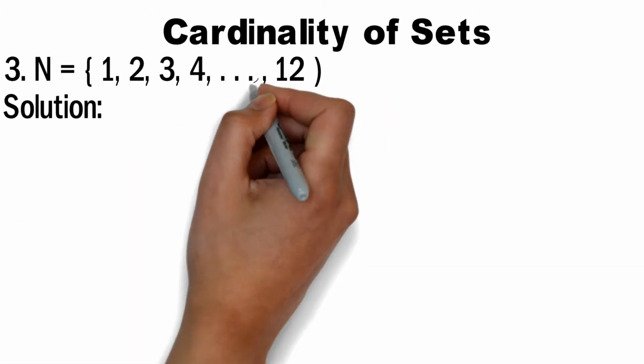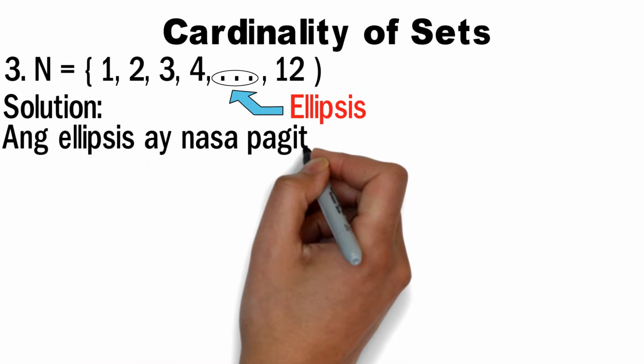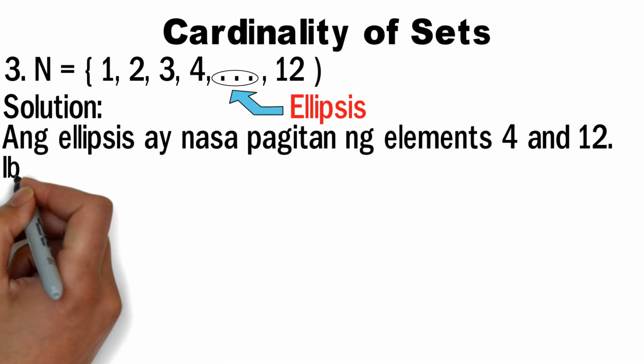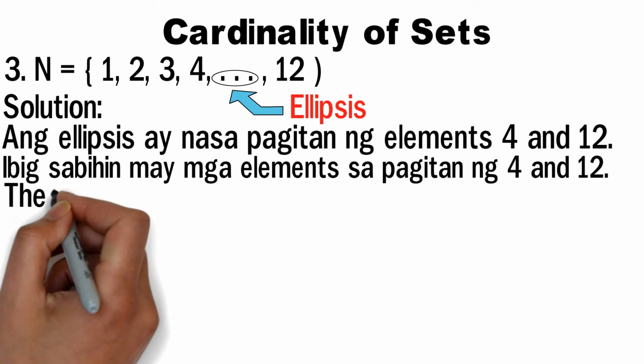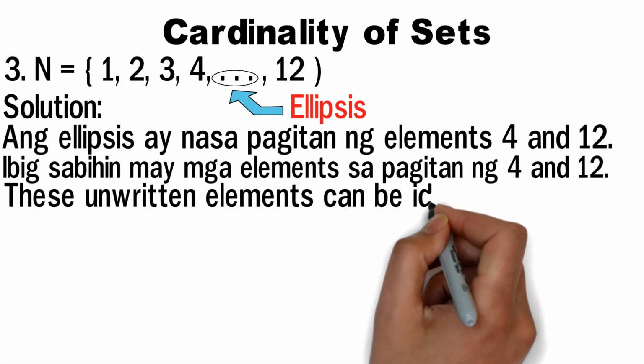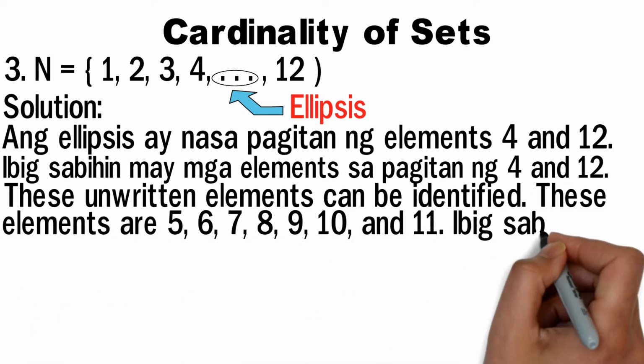Solution: in the set N, ang ellipses ay nasa pagitan ng elements 4 and 12. Ibig sabihin, may mga elements na nasa pagitan ng 4 and 12. At ang mga elements na ito can be identified. These elements are 5, 6, 7, 8, 9, 10, and 11.